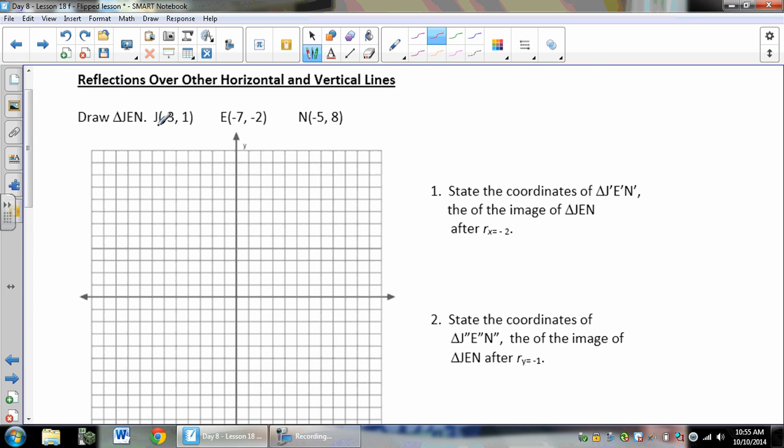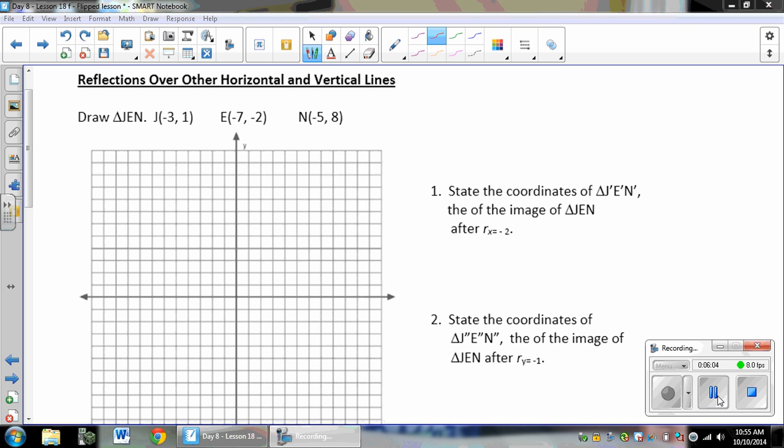I'm going to take Jen. I'm going to draw on the line x equals -2, and then I'm going to reflect it. So take a second, plot Jen. All right, so if you plotted Jen, it should look like this. Now, I'm supposed to state the coordinates of J prime, E prime, N prime, the image of Jen after a reflection over the line x equals -2.